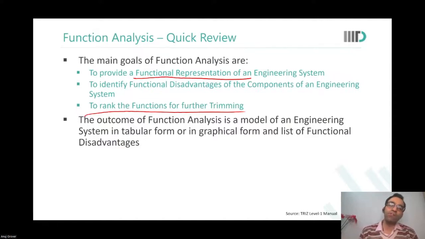So the outcome of functional analysis is a model like that, which could be in a tabular form, but preferably in a graphical form. And a list of functional disadvantages.